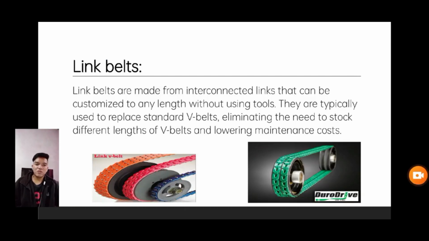Another belt is also known as a link belt. They are made from interconnected links that can be customized to any length without using tools. They are typically used to replace standard V-belts, eliminating the need to stock different lengths of V-belts and lowering maintenance costs. These belts can transmit the same horsepower as the classic V-belts.